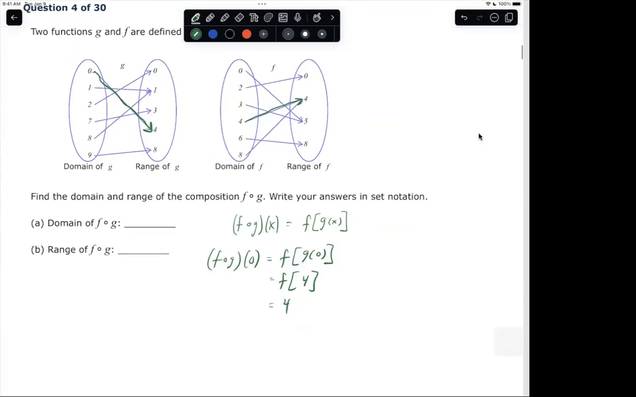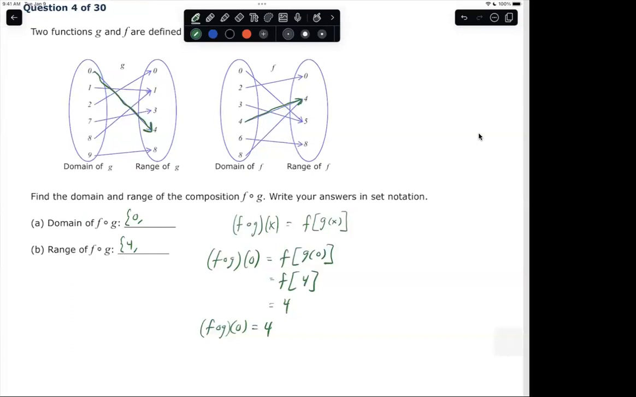And so that means that f of g of 0 is equal to 4. And that means that the domain of f of g includes 0. We were able to plug in 0 into f of g and get an output value. And then the output value that we got is 4. So 4 should be part of the range. So far we've determined that 0 is part of the domain. 4 is part of the range.